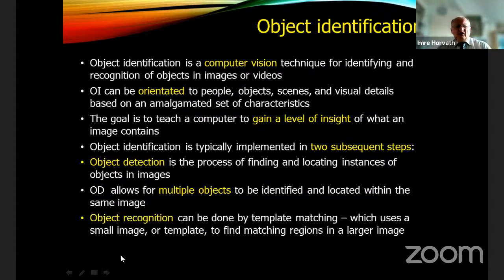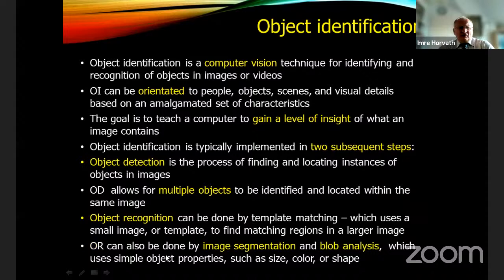The second part, or the second step, is object recognition. So when you know that something is in the image, but you don't know yet specifically what it is all about, then you do object recognition, and it can be done, and typically done, by template matching, which uses a small image or template to find matching regions in a larger image. If we are talking about neural network and deep learning based technologies, then we obviously should mention that the features are important elements for object recognition, because the existence of and the position, for instance, of features helps the object recognition process.